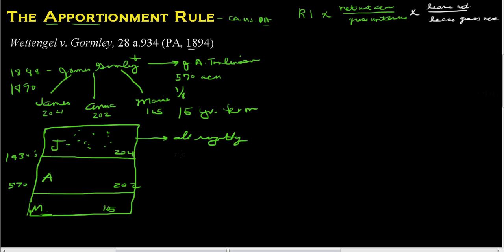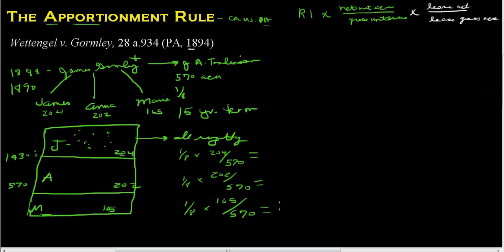So that means James's interest would be 1/8 times his net lease acres divided by the gross lease acres. Anna's interest would be 1/8 times her lease net acres divided by the lease gross acres. And then Marie, the same thing, 1/8 times 165 divided by 570, the total gross lease acres. So that's how they calculated the interest.